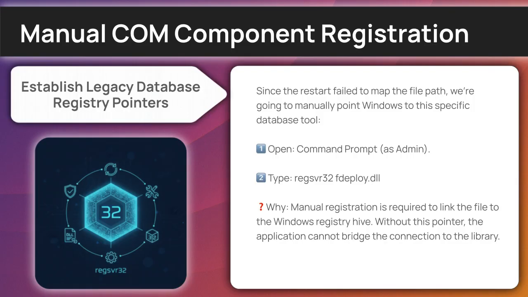First, open Command Prompt as admin. Second, type regsvr32, followed by your file name causing the error. Then hit enter. Why are we doing this? Well, manual registration is required to link the file to the Windows registry hive. Without this pointer, the application cannot bridge the connection to the library.